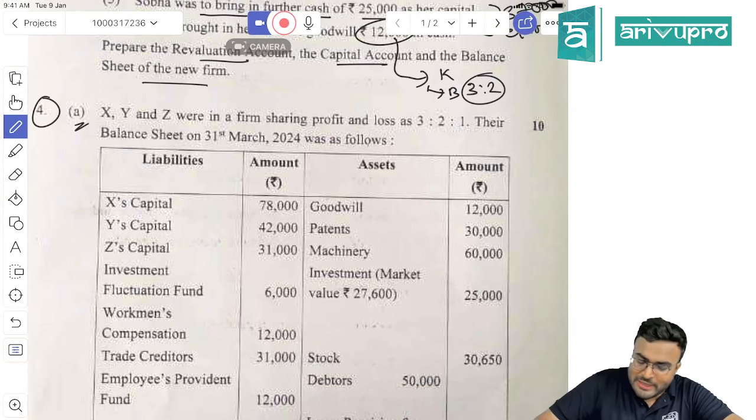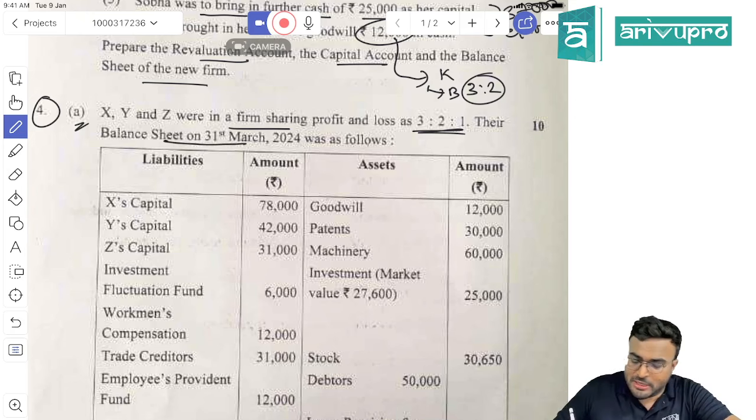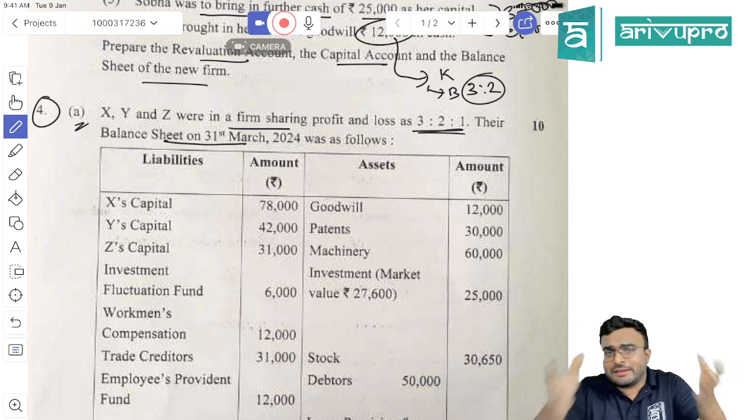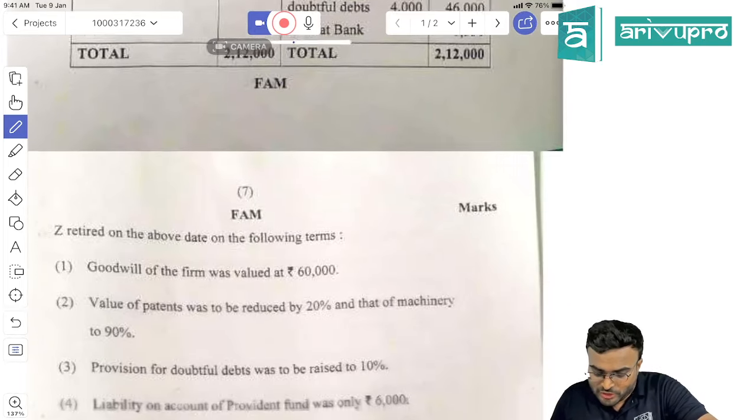Next, we have the fourth question, 4A. XYZ were a firm sharing profits and losses in the ratio of 3:2:1. Again, there is partnership. Their balance sheet as on 31st March 2024 was as follows. Can you see what they have done? They have split partnership into two different questions. You cannot skip. At least one of them you will be forced to attempt. Now we'll see at the end of the question what they have asked.